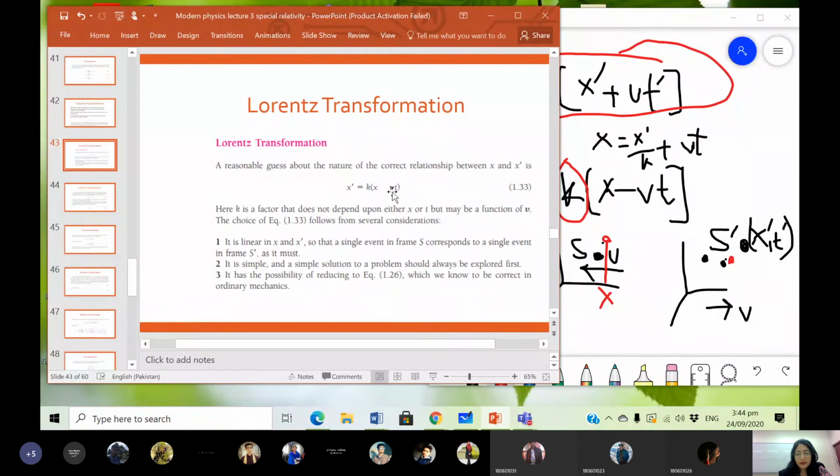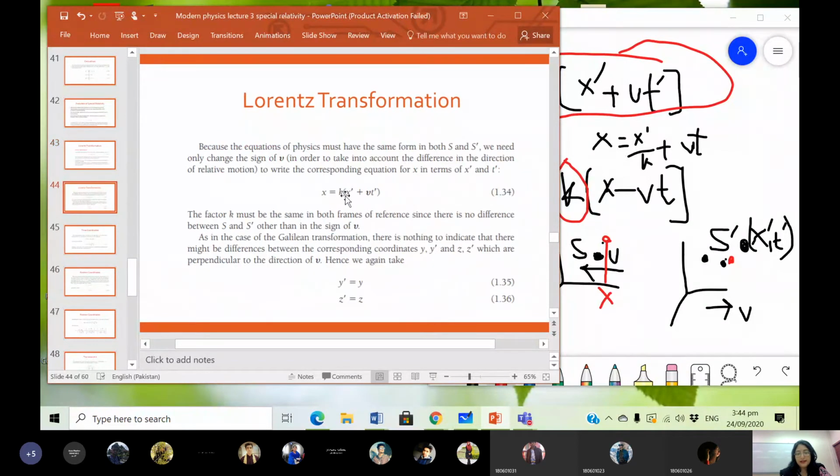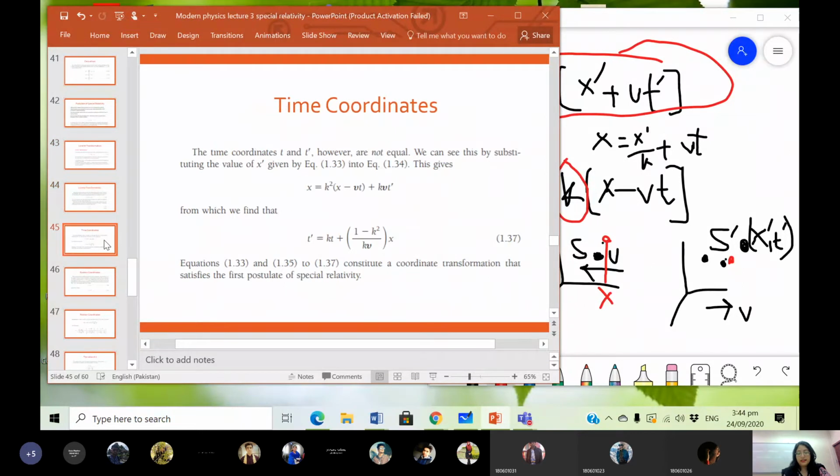Put x dash का formula. This is a minus sign between x and vt. But there's an x dash, k into x minus vt. इस फॉर्मूला को लेके आप इस फॉर्मूला में x dash की जगह डाल दें तो क्या हो जाएगा, थोड़ा सा algebra हो जाएगा, ठीक है, हमारे पास ये इक्वेशन आ जाएगी.